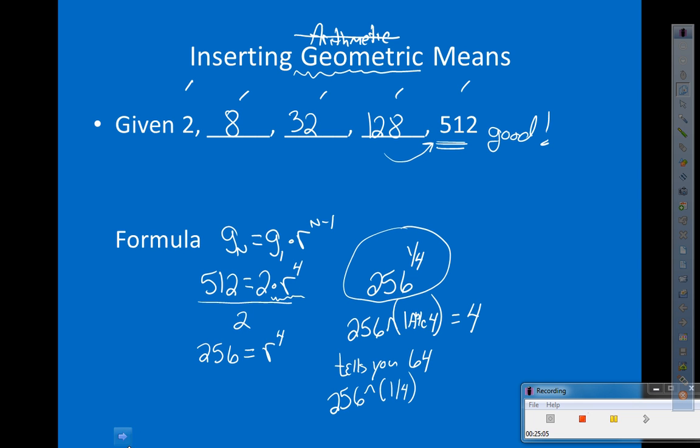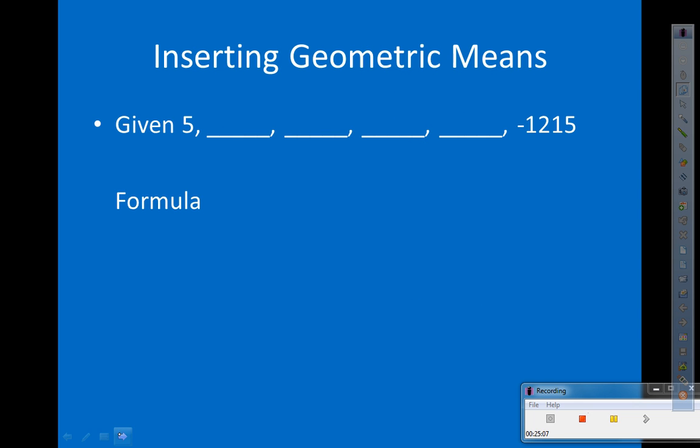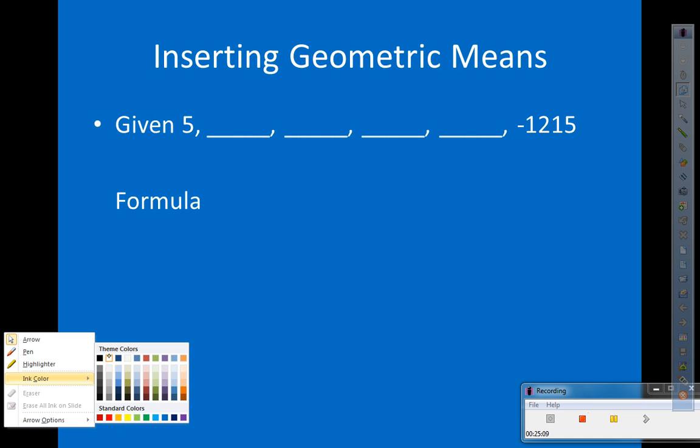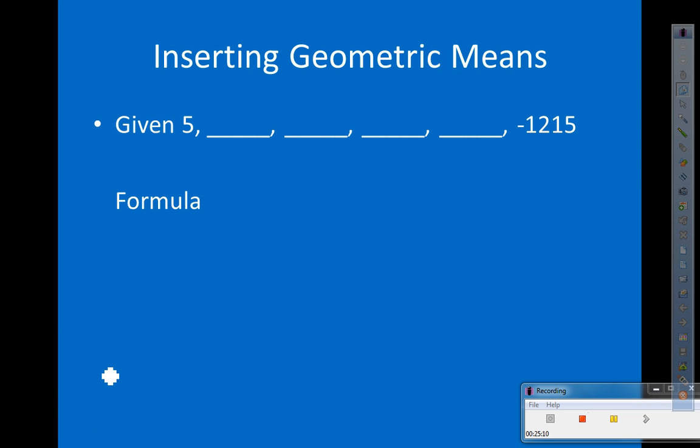I got one more for you to write down, and then I'll say a couple of things about your assignment, and then I'll be done. But if you would, write that one down, so you got another example. I got 5, and then 1, 2, 3, 4, 4 blanks, and then negative 1, 2, 1, 5.